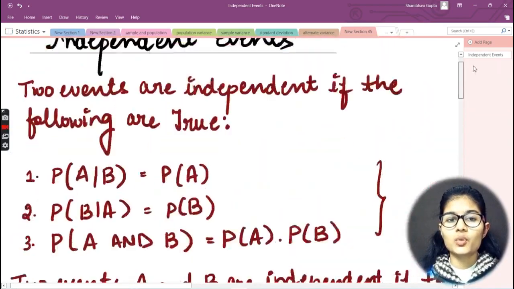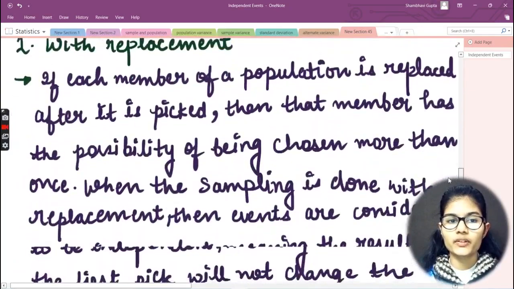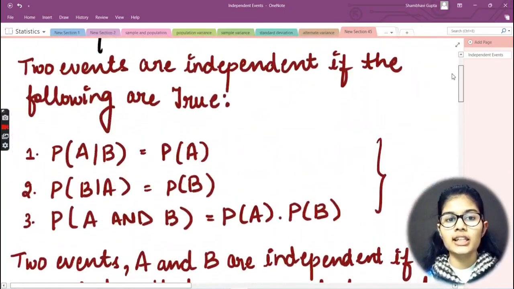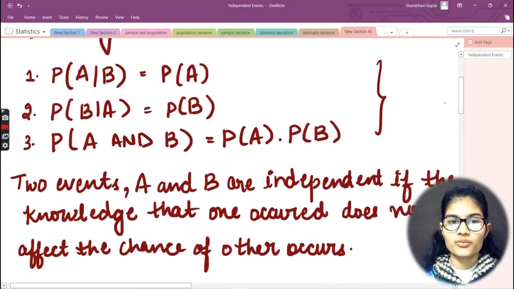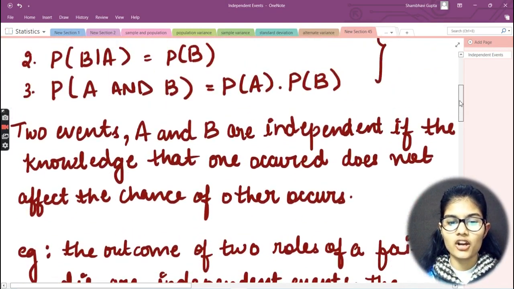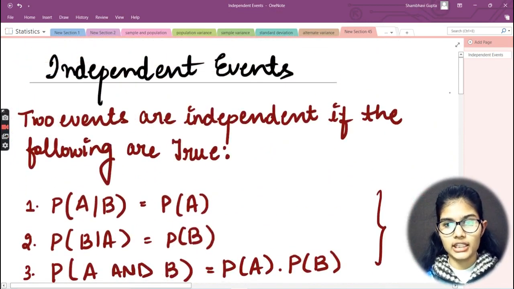Right, and this is where we completed our independent events. We already saw that two events are said to be independent if the conditions mentioned up here are true: the probability of A given B is equal to the probability of A, or the probability of B given A is equal to the probability of B, or the probability of A and B is equal to the probability of A times the probability of B. These are the conditions to be satisfied for independent events.